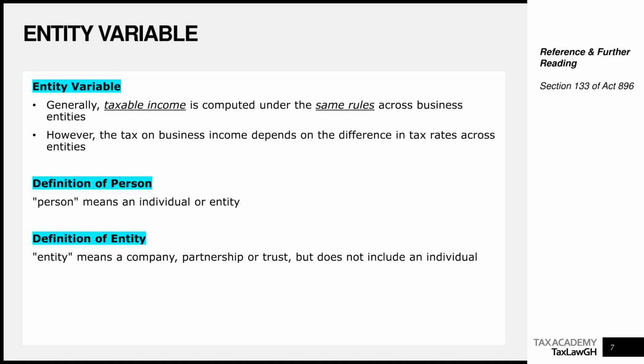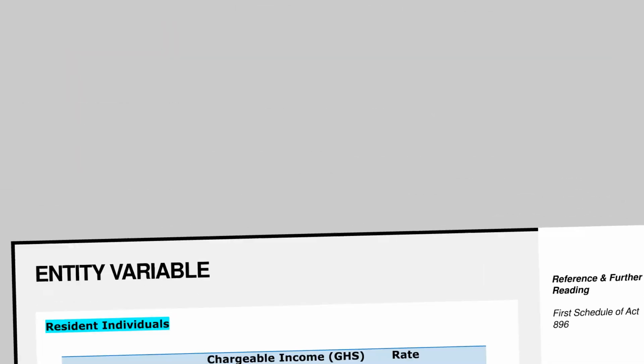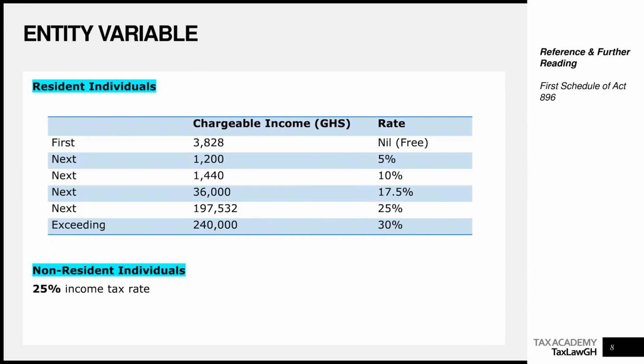Now that we know who a person is, we know who an entity is, we know the fact that an entity doesn't include an individual. How does the law tax an individual as an entity or as a taxing unit? Remember, I've said individuals are not entities, but just let's look at them. When it comes to individuals, if you are a resident individual, you are taxed differently from a non-resident individual.